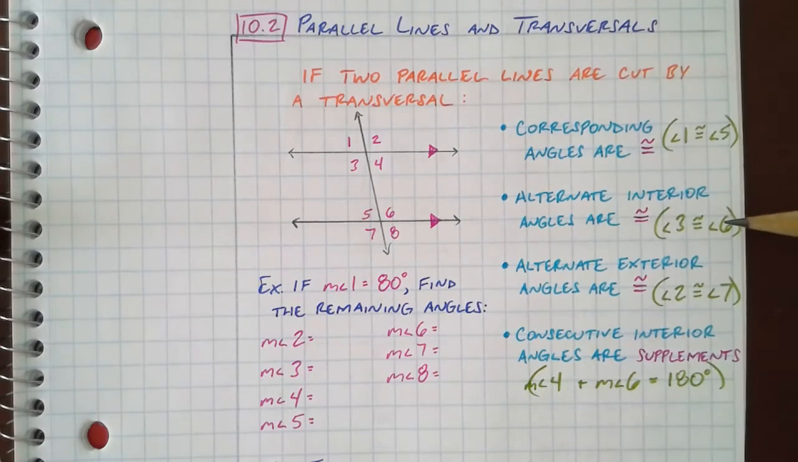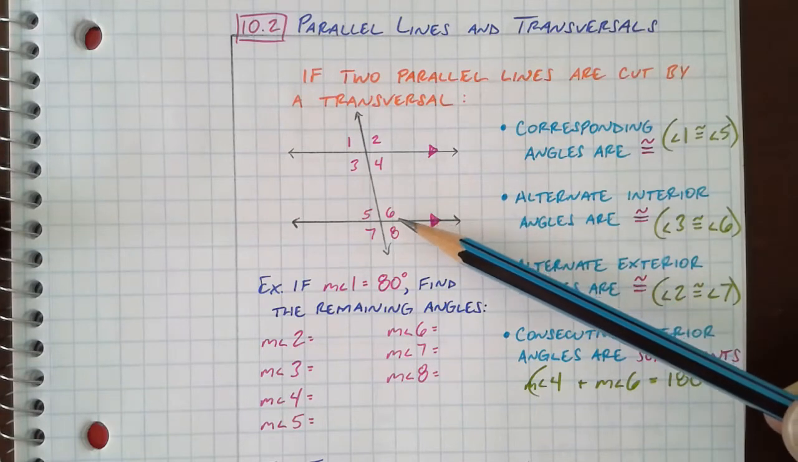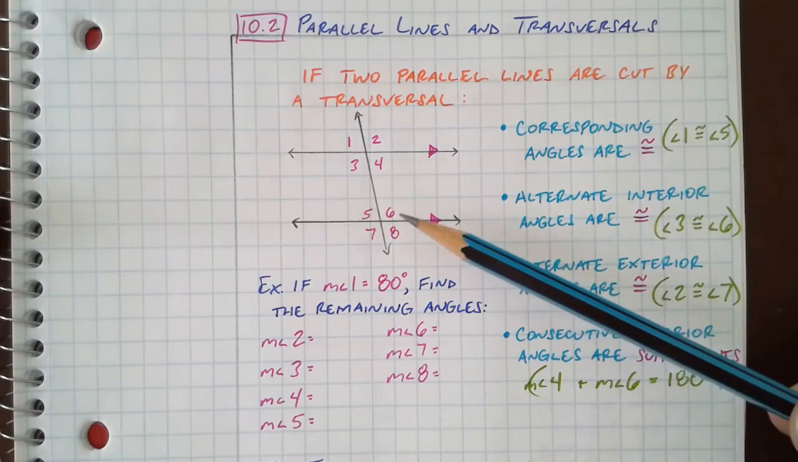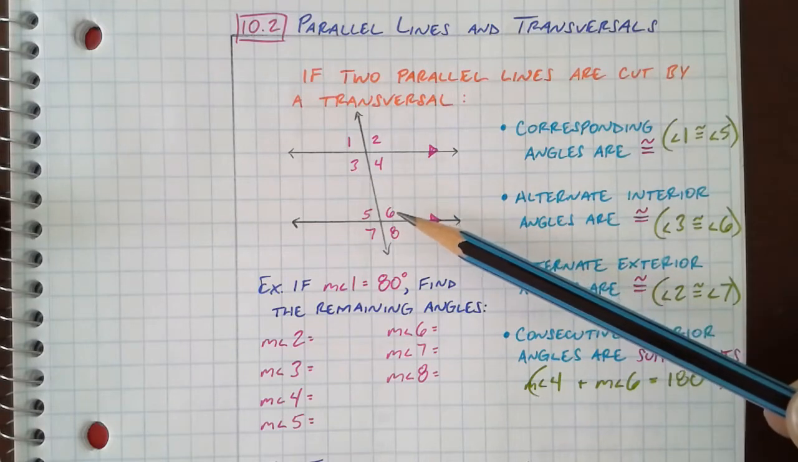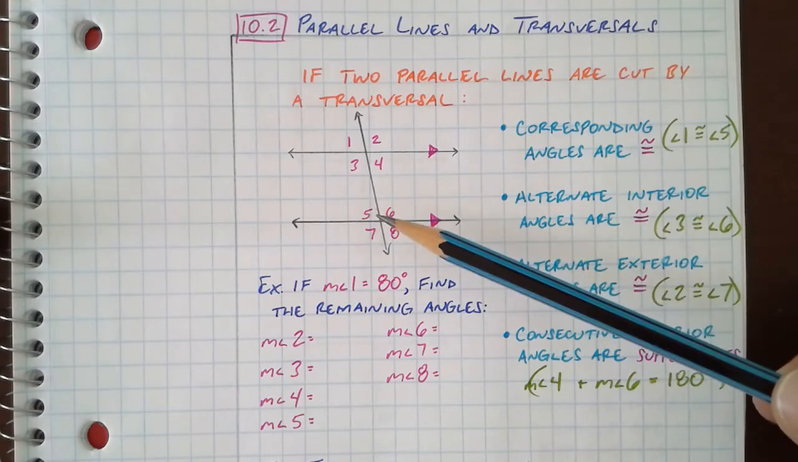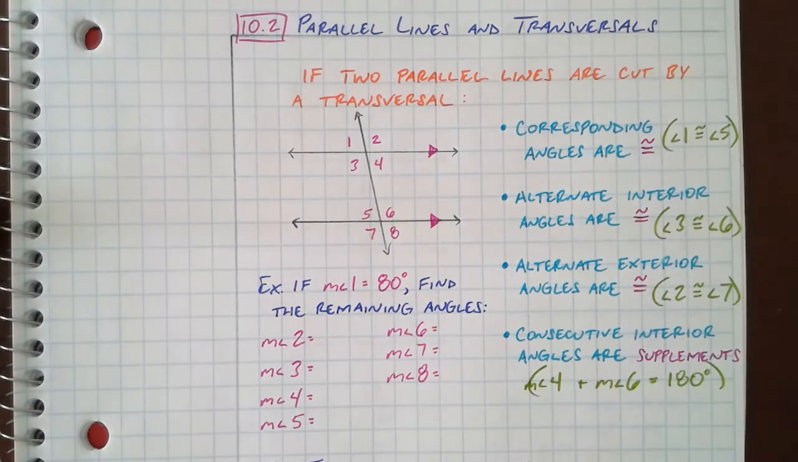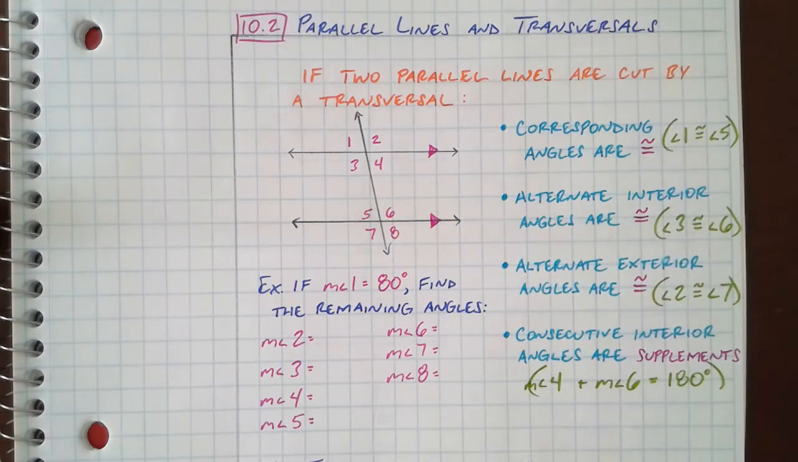Alternate interior angles or diagonal inside angles, say for instance angle 3 and angle 6, they will also be congruent to each other. So angle 3 and angle 6 are diagonal inside angles, and because the lines are parallel, these two will be congruent or the same measurement as each other. 4 and 5 are also alternate interior, meaning that they will also be congruent to each other. Whatever angle 4 measures, angle 5 will also have to measure the same.